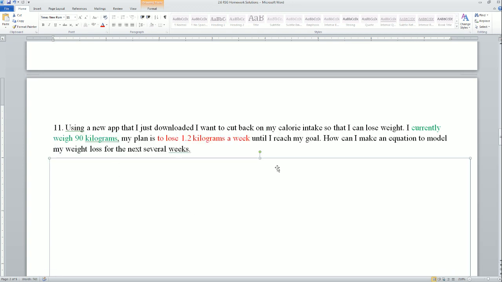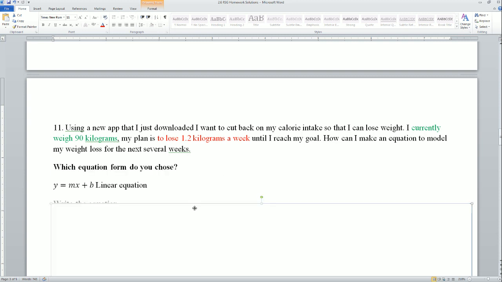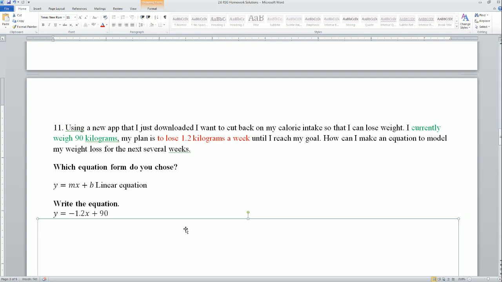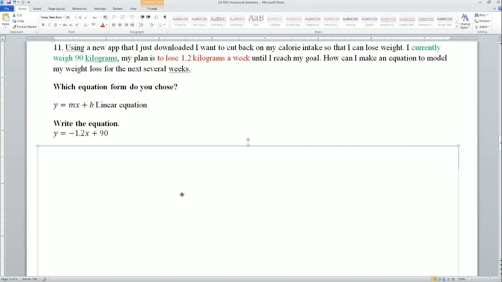11. We have the scenario here. You can read it yourself. It says, I currently weigh 90 kilograms. I plan to lose 1.2 kilograms a week. The equation is going to be a linear equation, y equals mx plus b. But here, I saw that the slope, because it says it's a loss of 1.2 kilograms, so it's y equals minus 1.2x plus 90. The 90 comes from your starting value of your currently weighing.